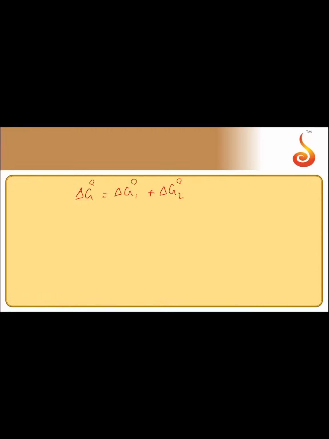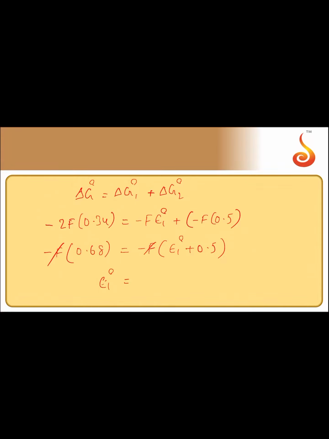ΔG⁰ is minus 2F into 0.34, which is equal to ΔG1, minus F into E1⁰, and then plus ΔG2, which is minus F into 0.5. Minus F, if we take it common, 2 into 0.34 is 0.68, is equal to minus F into E1⁰ plus 0.5. Minus F will get cancelled. E1⁰ is equal to 0.68 minus 0.5, that is equal to 0.18 volts. Okay, like this we can calculate the electrode potential.